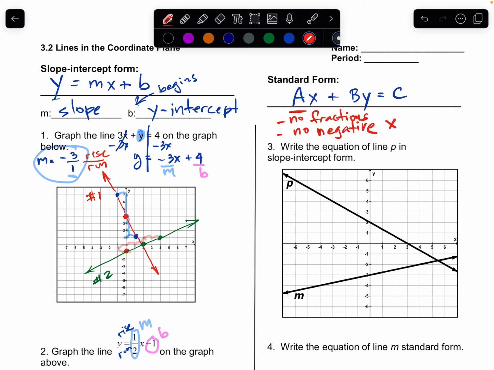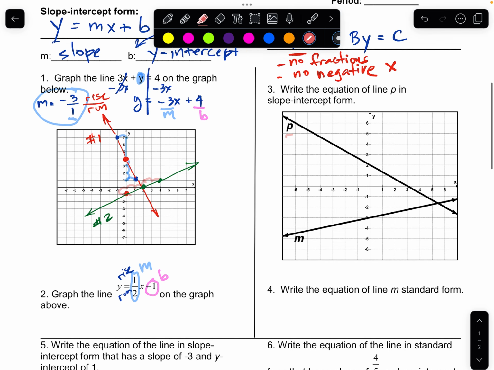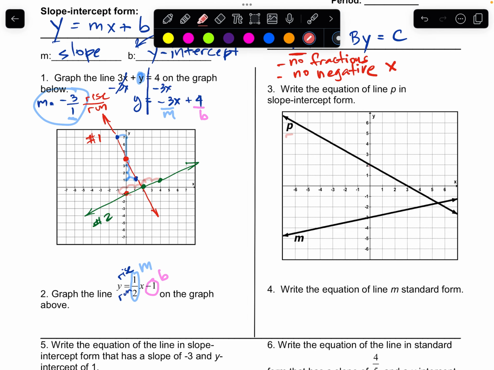All right, so let's go look at this. Write the equation of line P. Here's P in the slope-intercept form. Let's see, what do I have here? Here's my y-intercept right here. So this is the y-intercept. So b is equal to 2.